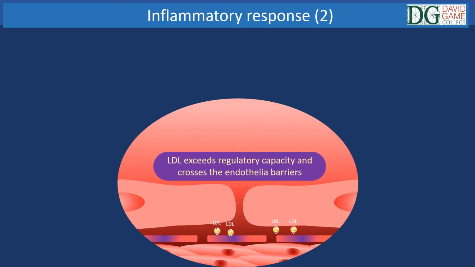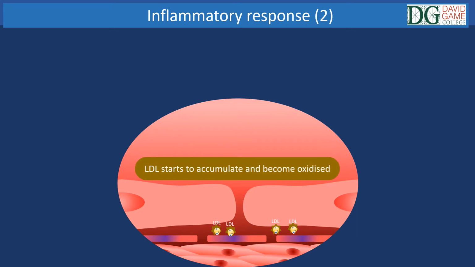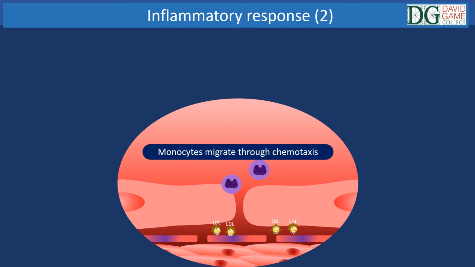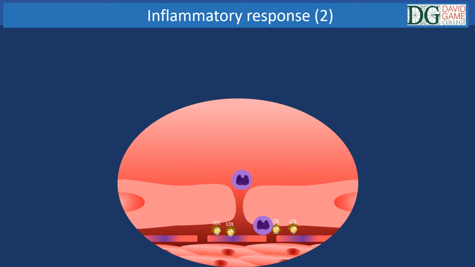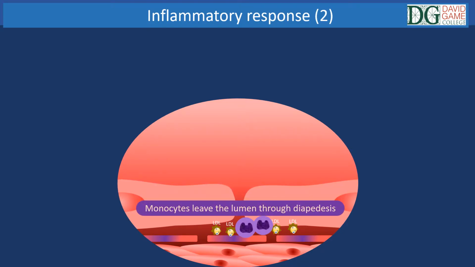It starts to accumulate and becomes oxidized because of the free radicals present in the blood vessels. Subsequently, white blood cells, in particular monocytes, migrate to the area through chemotaxis, which is a chemical stimulation from the damaged cells. Monocytes then leave the lumen through the process of diapedesis.